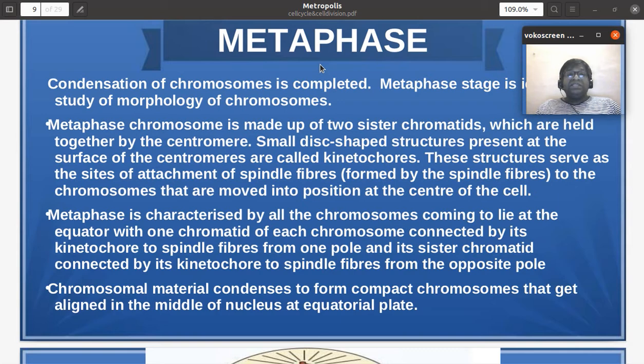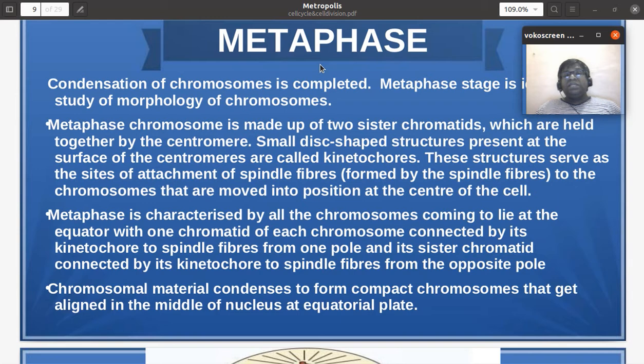Metaphase is characterized by all the chromosomes coming to lie at the equator, with one chromatid of each chromosome connected by its kinetochore to spindle fibers from one pole, and its sister chromatid connected by its kinetochore to spindle fibers from the opposite pole. So you have two sister chromatids, each attached by its kinetochore to spindle fibers from opposite poles.